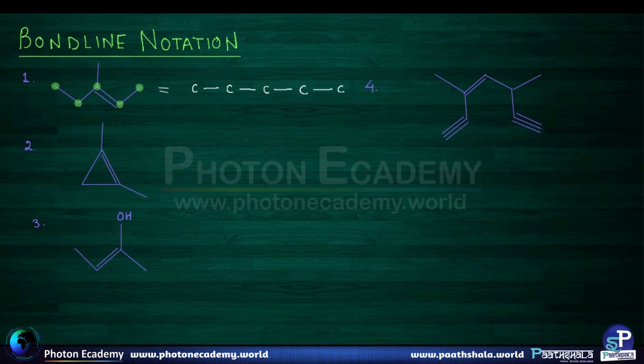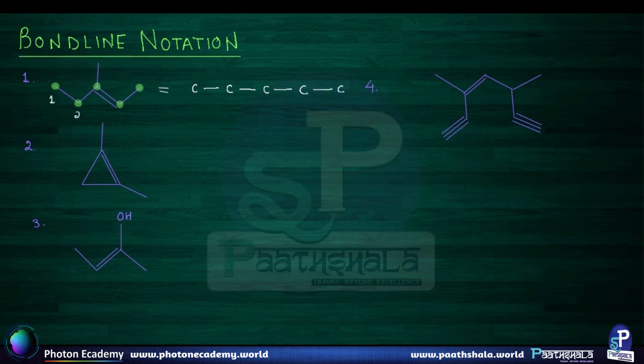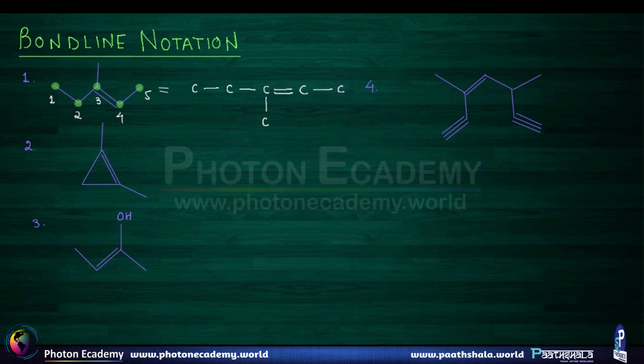So let's do the numbering. We can see that on the 3rd carbon there is a subchain of 1 carbon, and there is a pi bond between the 3rd and 4th carbon. So we have drawn the skeleton. Now let's complete the valencies of all the carbons.